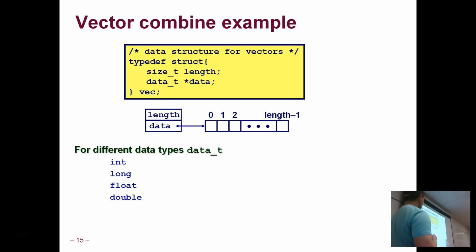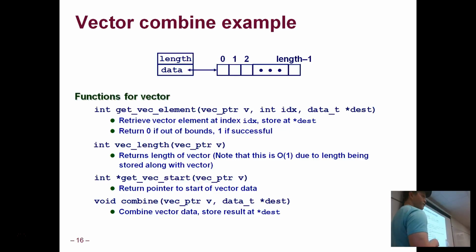Okay. So here are some of the functions we're going to look at. The first function is to get a vector element given a pointer to this thing, an index into this data array, and then a pointer to store the element into. So it retrieves the vector element at index idx in this array, and then stores it at the pointer that you give it. Returns 0 if it's out of bounds, and 1 if it's successful. So that's the first function.